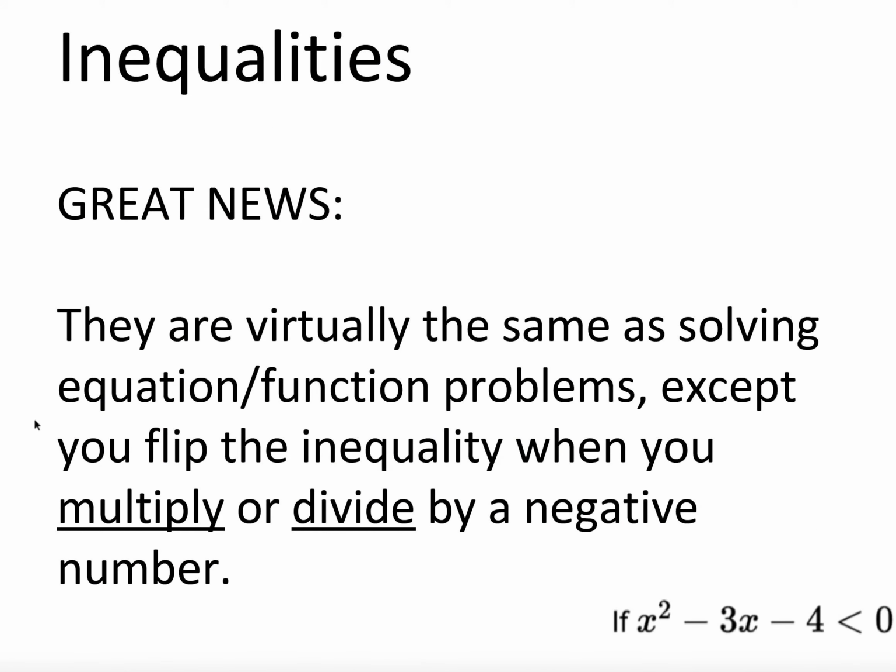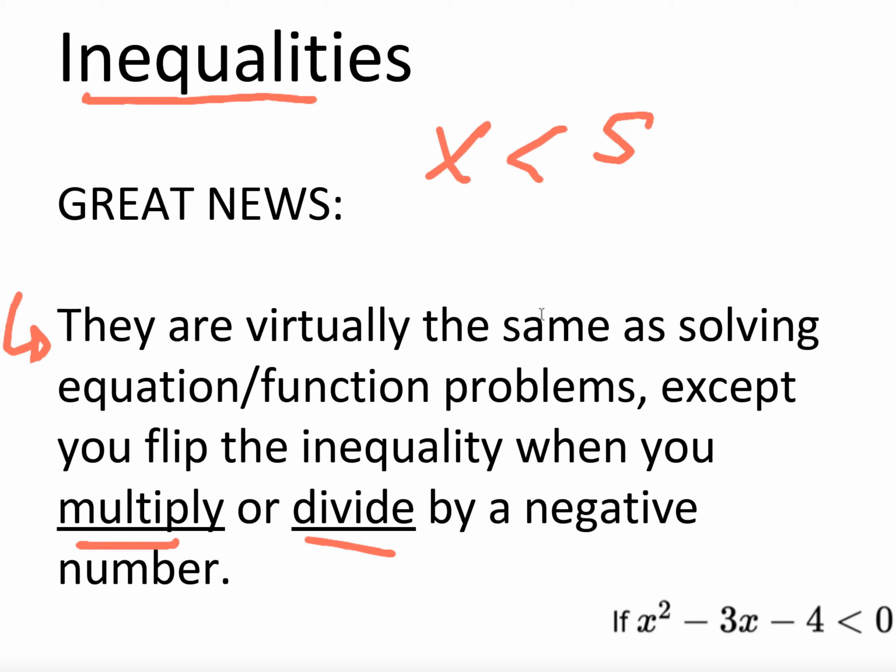Something else to keep in mind as you go through the algebra section of the ACT math test is that inequalities are going to work the exact same way as regular equations, except when you multiply or divide by a negative number, the inequality is going to flip. That means if you have x is less than 5, and then you multiply everything by negative 1, so you end up with negative x and negative 5, the inequality is going to change direction. So now it's going to be negative x is greater than negative 5.